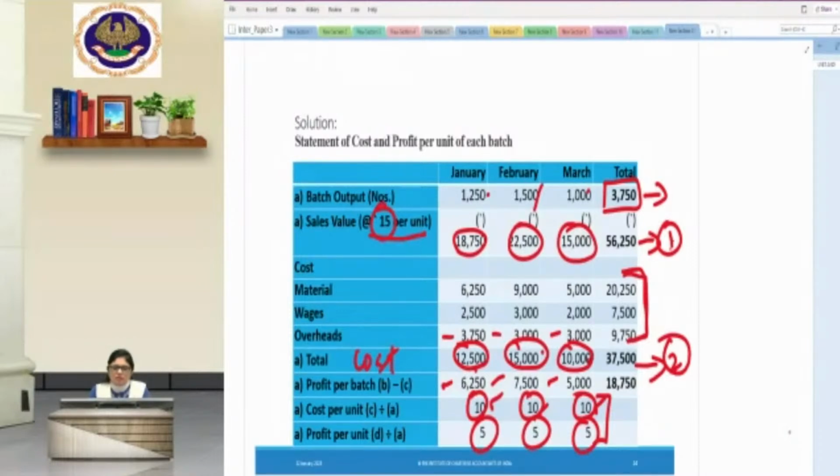Clear? So either you can calculate 15 minus 10 or 5, or profit 6250 divided by units. So 6250 divided by 1250 will come out to 5. 7,500 divided by 1,500 again is 5. So profit per unit you can calculate any which way. So we have the selling price per unit, we have the cost price per unit, and now you have to calculate this information.